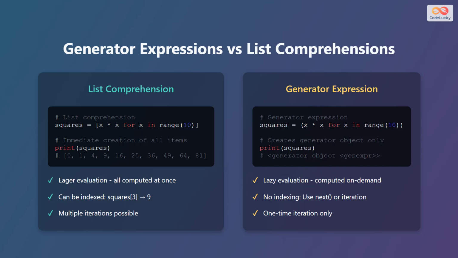On the right, the code creates a generator expression that calculates the squares for each x in the range 0 to 9. In contrast to list comprehension, it only creates a generator object, not the actual list of squares. When the squares variable is printed, it outputs generator object. List comprehensions use eager evaluation, meaning all values are computed at once. List comprehensions can be indexed. Multiple iterations are possible. Generator expressions use lazy evaluation, meaning values are computed on demand. There is no indexing. It allows one-time iteration only.